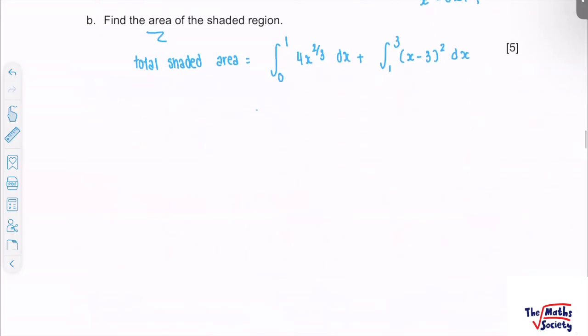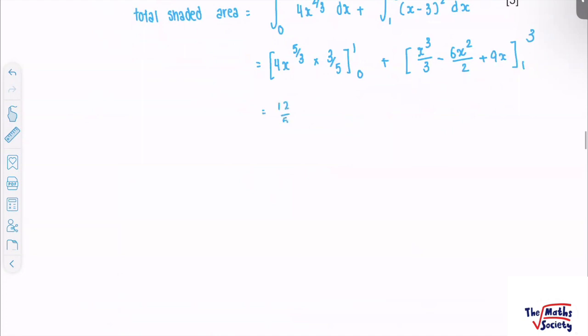So let's integrate. That's 4x power 5 by 3 multiplied by 3 by 5, with limits 1 and 0, plus x cubed by 3 minus 6x squared by 2, which gives 3x squared plus 9x, with limits 1 and 3. So you have 12 by 5 plus 9 minus 27 plus 27 minus 1 by 3 plus 3 minus 9. So you'll get 76 by 15, and that is your total shaded area.